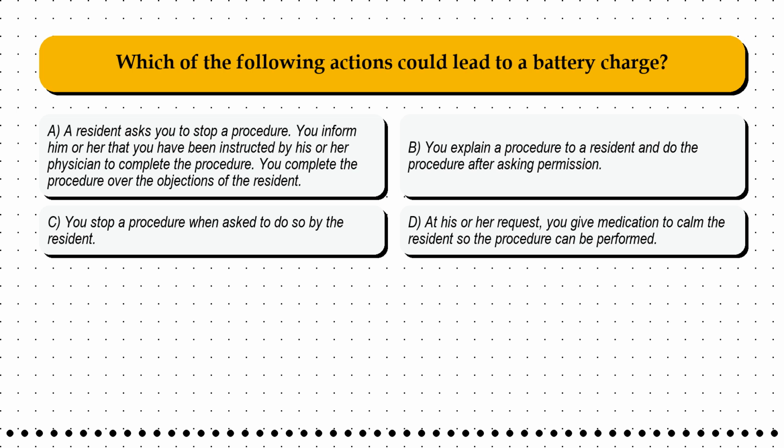Option B. You explain a procedure to a resident and do the procedure after asking permission. Option C. You stop a procedure when asked to do so by the resident. Option D. At his or her request, you give medication to calm the resident so the procedure can be performed.